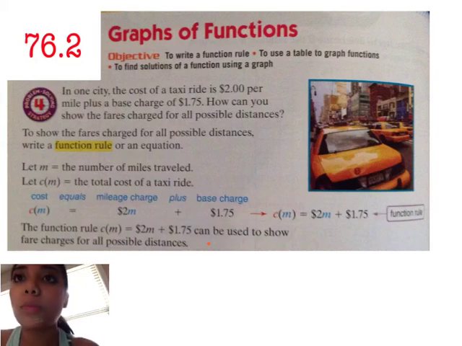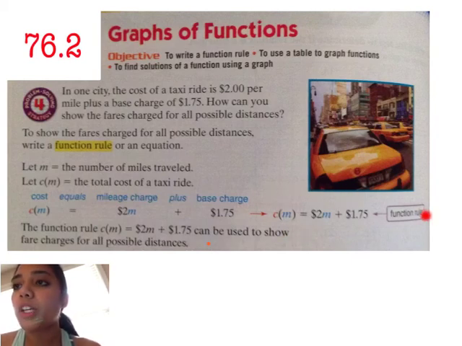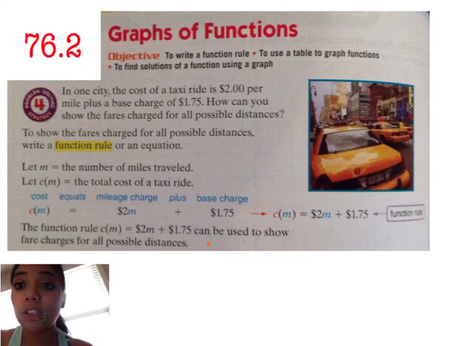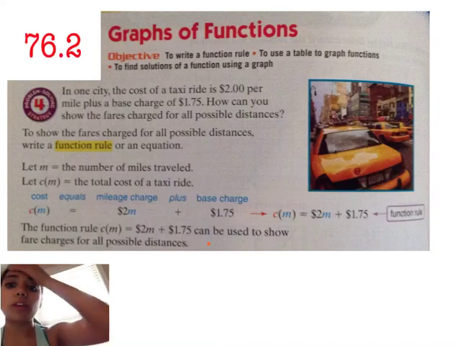Okay, this is chapter 6, lesson 2, graphs of functions. Your objective is to write a function rule, and this is an example of a function rule. To use a table to graph functions and to find solutions of a function using a graph. Basically, if you know how to substitute values in, you're going to be fine. And if you know how to comprehend word problems, you're going to be fine. So this might be a little challenging for some of you.